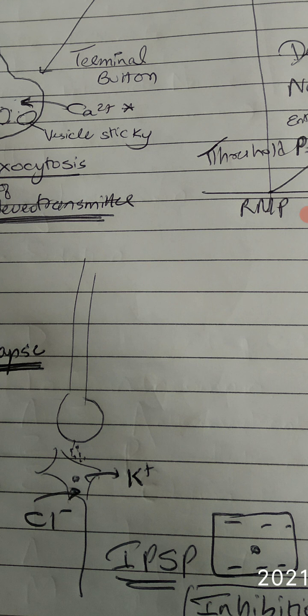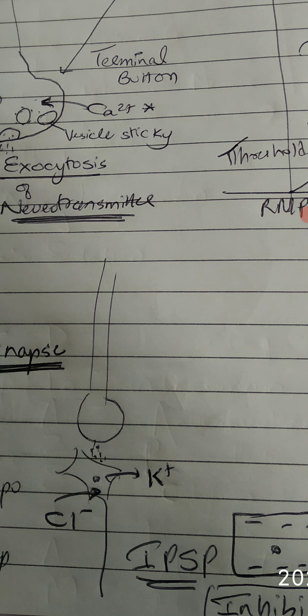GABA will act via a G protein coupled receptor and opens one channel called the chloride channel.